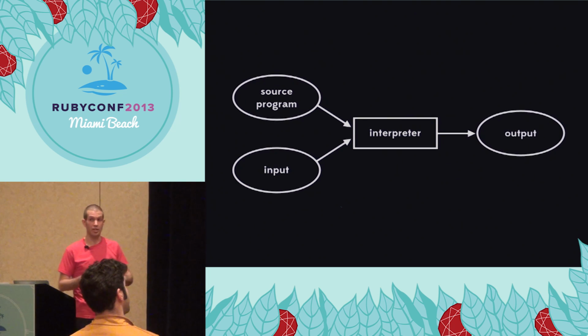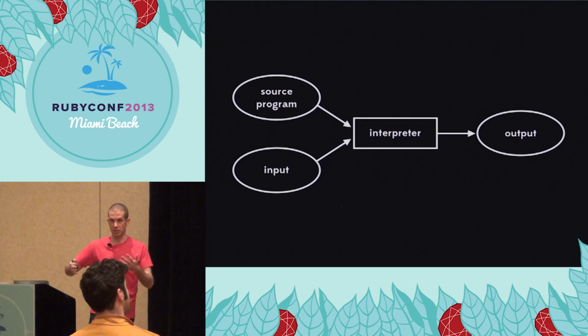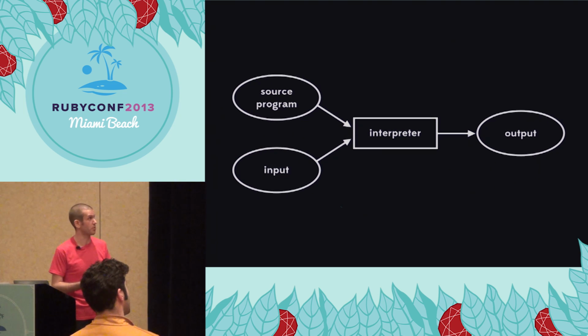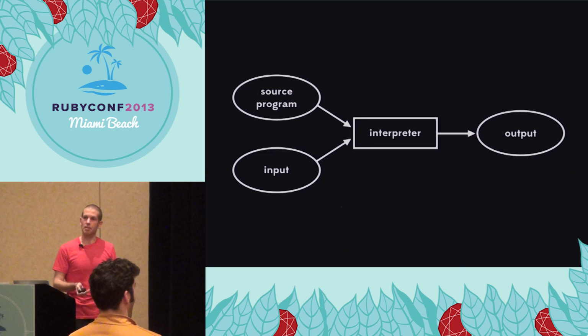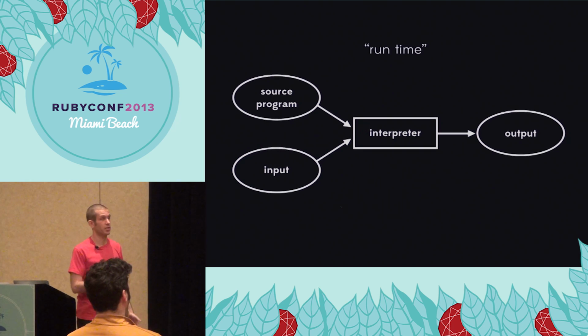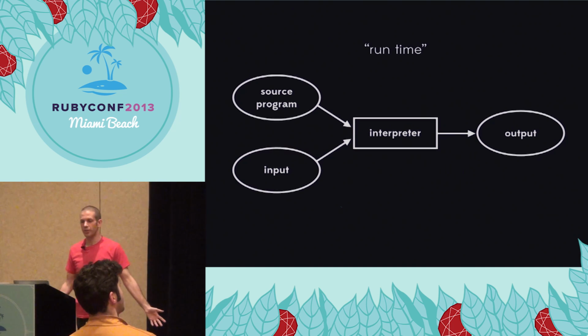And of course here we're assuming that the interpreter is already written in a language that can run on the underlying machine. This doesn't need to be, because we're using the interpreter to run the source program on the underlying machine, right? And this all happens at the same time. This is the single stage of program execution. That's what I'm calling runtime, or what you would call runtime.